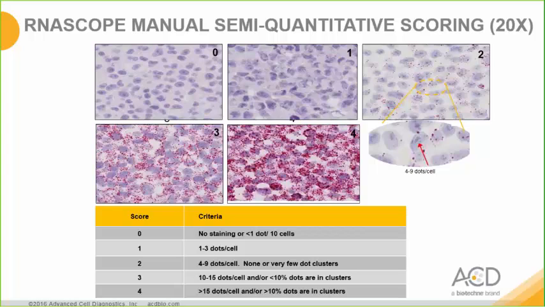4 to 9 dots per cell with no or very few dot clusters is a score of 2. 10 to 15 dots per cell and/or less than 10% dots in clusters is a score of 3. Greater than 15 dots per cell and/or greater than 10% dots in clusters is a score of 4. The images here give you an idea of what each score may look like.